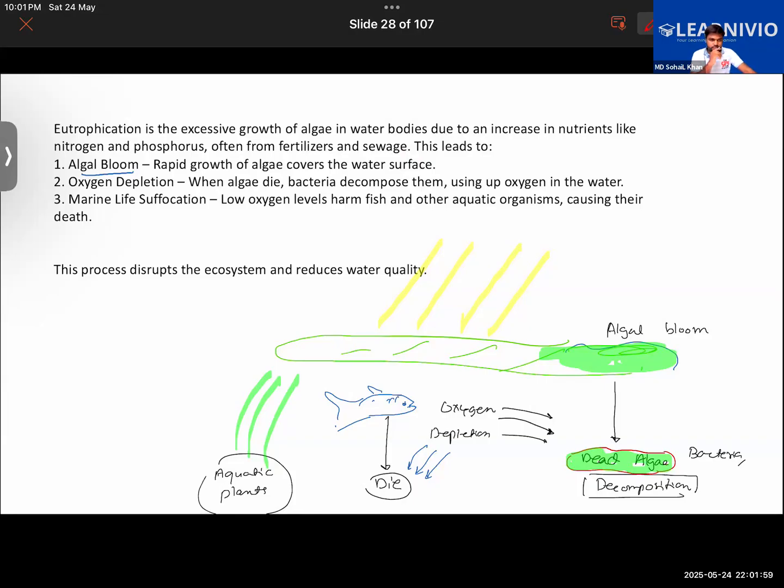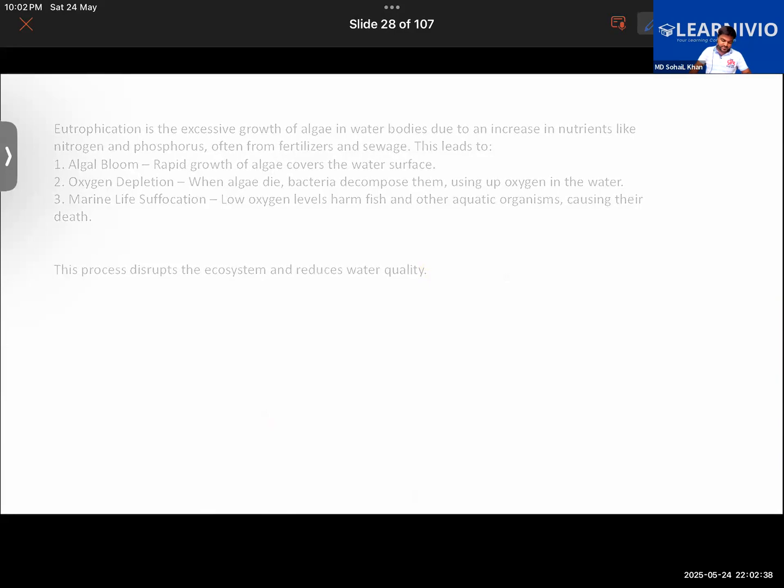Eutrophication is the growth of algae in water bodies due to an increase in nutrients like nitrogen, phosphorus, from fertilizers and fuels. And the last line, this one. This process disrupts the ecosystem and reduces water quality. So that is eutrophication, a process that disrupts the ecosystem and decreases water quality. Correct, no? So that is basically eutrophication.